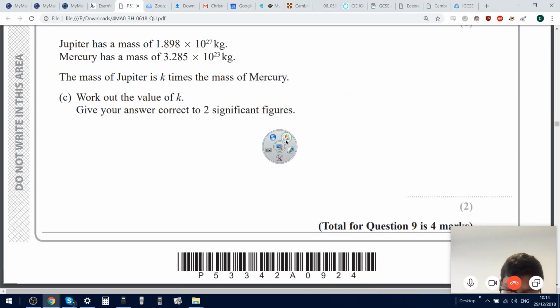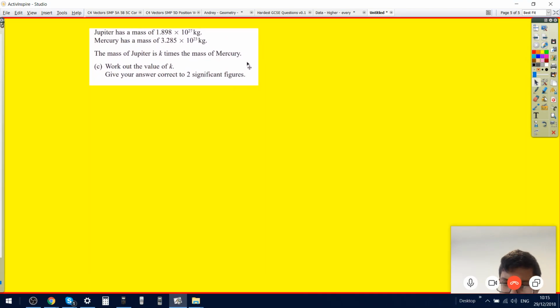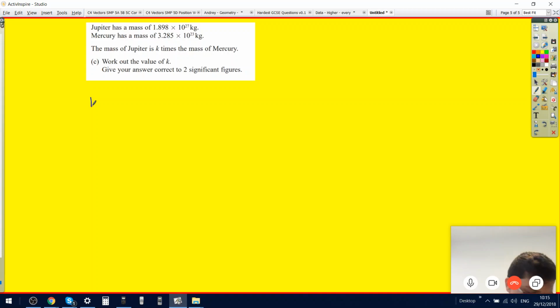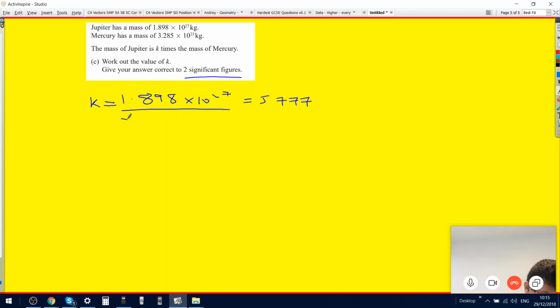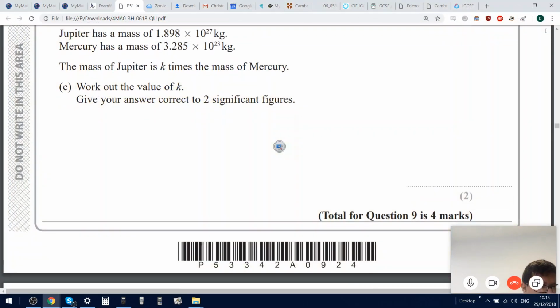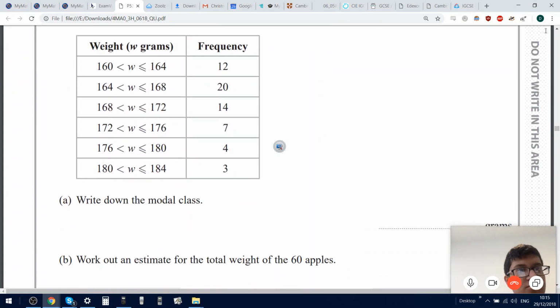So K equals, I'll type that, 1.898 times 10 to the 27 over 3.285 times 10 to the 23. We get 5,777. All right, so they want 2SF, so 5,800 to 2SF, yeah. Fine. It's all right.